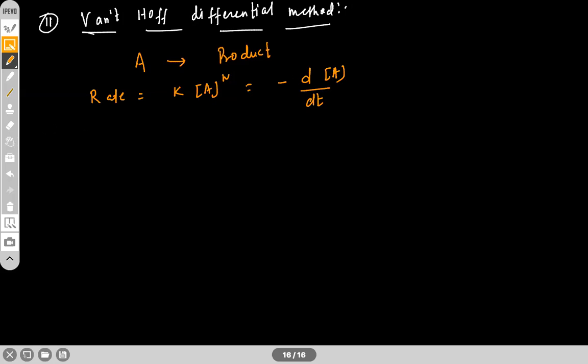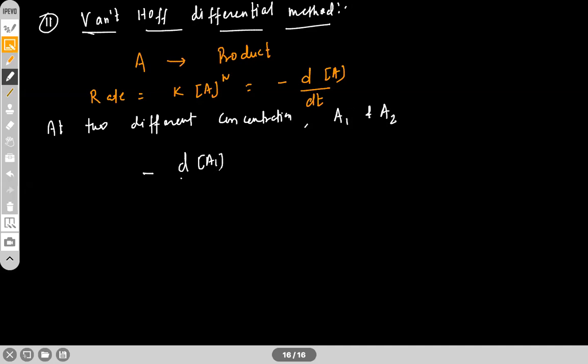So now at two different concentrations, we can write down this expression. Suppose concentrations A1 and A2, we can write minus d concentration of A1 by dt is equal to k A1 to the power n. Okay, we just substitute A1.